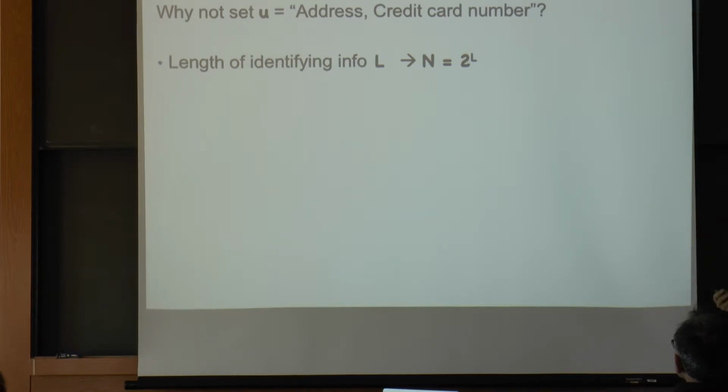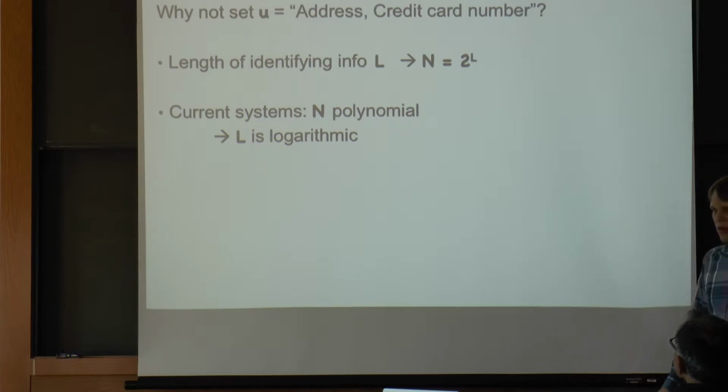If things grow with n, this is not going to be efficient. And in current systems, n is a polynomial. It can be taken maybe to be in the billions or trillions. And this means that L is inherently bounded to be pretty small, and really too small to embed arbitrary identifying information in it.